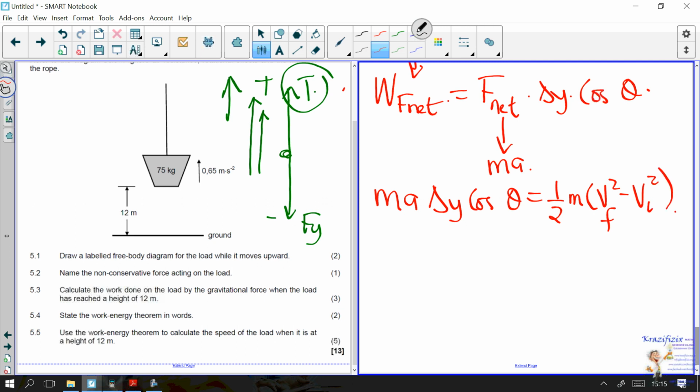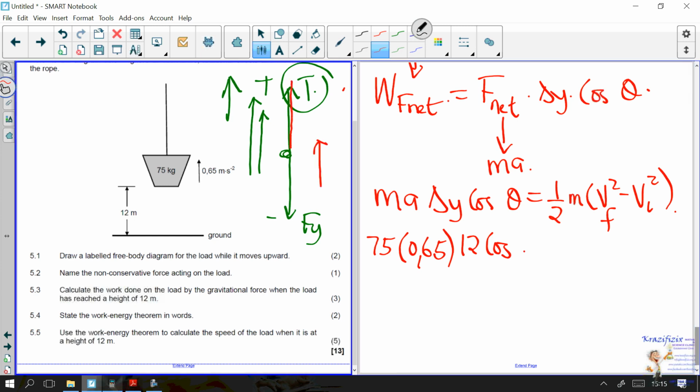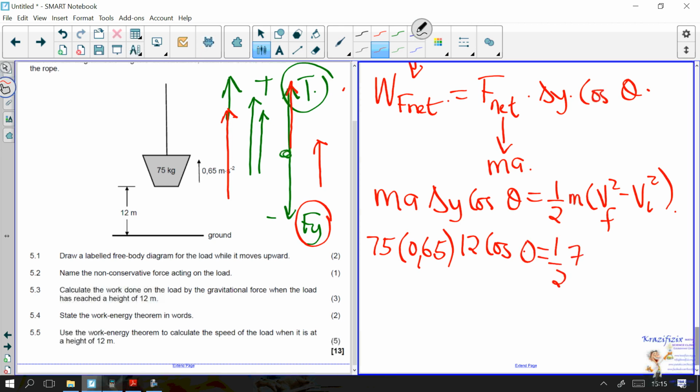Please rewind that section just to make sure you see what we did. What is the mass? 75. A is 0.65. What is delta y? Delta y is 12. Now the object is moving up. The tension is larger than gravity. That means my net force is acting upwards, and that should give me cos 0. Half of 75. What's my Vf squared? I'm looking for the initial from the ground, 0.